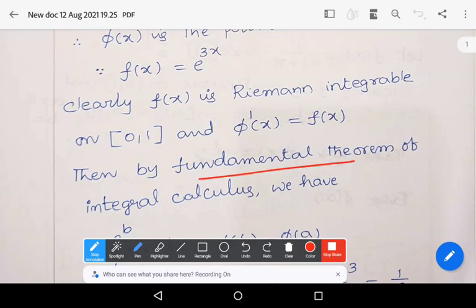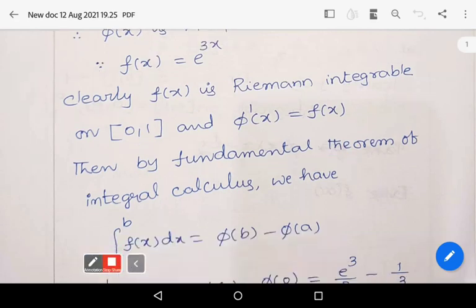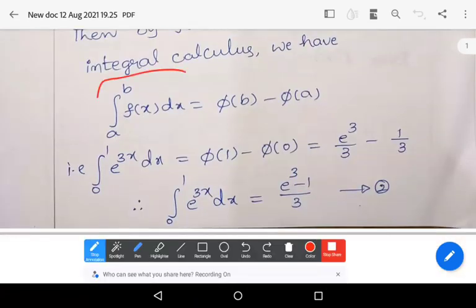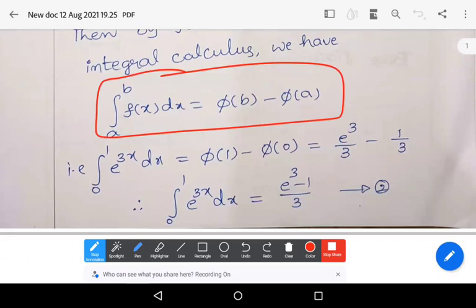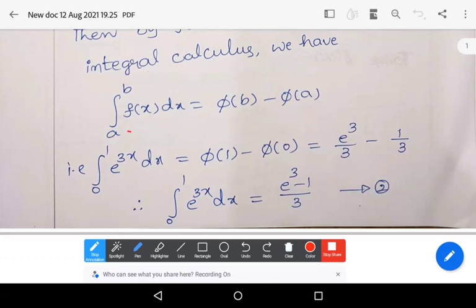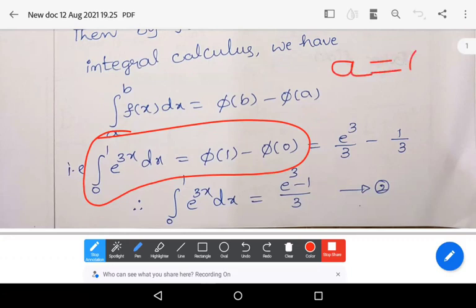Now applying the fundamental theorem of integral calculus, we get integral a to b f of x dx is equal to phi of b minus phi of a. That is, integral 0 to 1 e power 3x dx is equal to phi of 1 minus phi of 0, because a is equal to 0 and b is equal to 1.